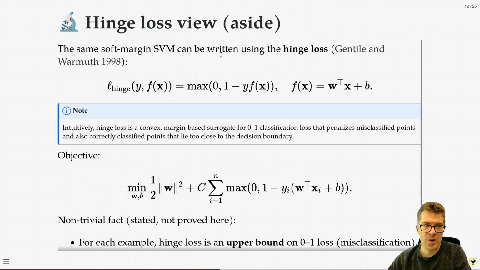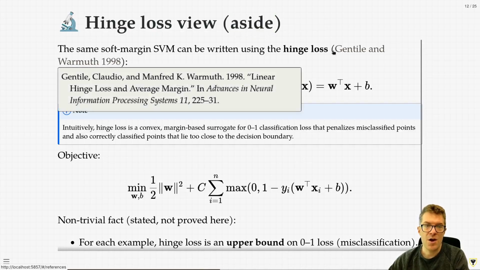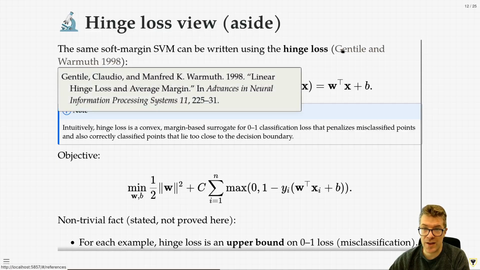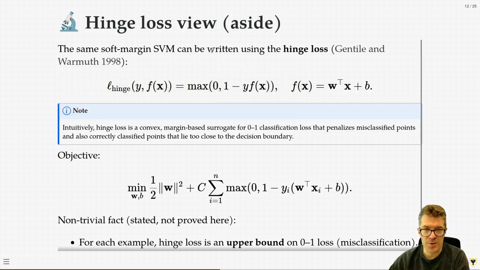Digging a little bit deeper into something called the hinge loss. This is only an aside. You don't need to know this, but for those of you who are interested in machine learning and want to dig a bit deeper, the same soft margin SVM can be rewritten using something called the hinge loss, which is described in this paper from the preeminent NeurIPS conference.